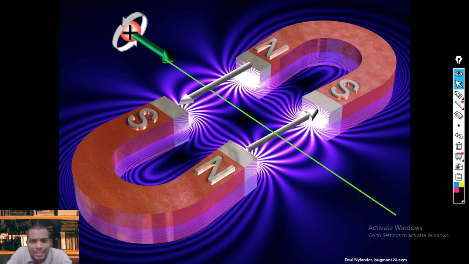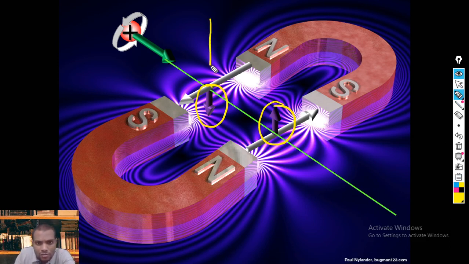Now when this charged particle moves in that magnetic field, the force interacts, and that is the force direction which is already represented here. If you notice, this purple arrow is the force direction. On one side the force direction goes downward, and here the force direction goes upward.